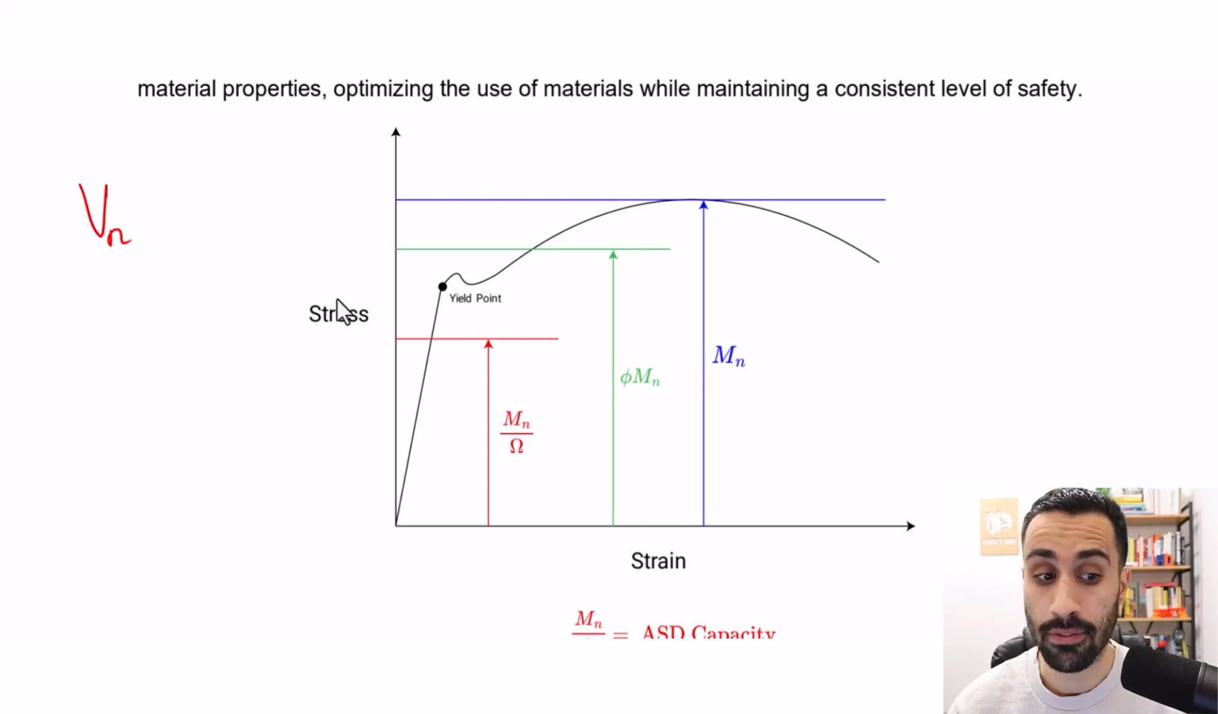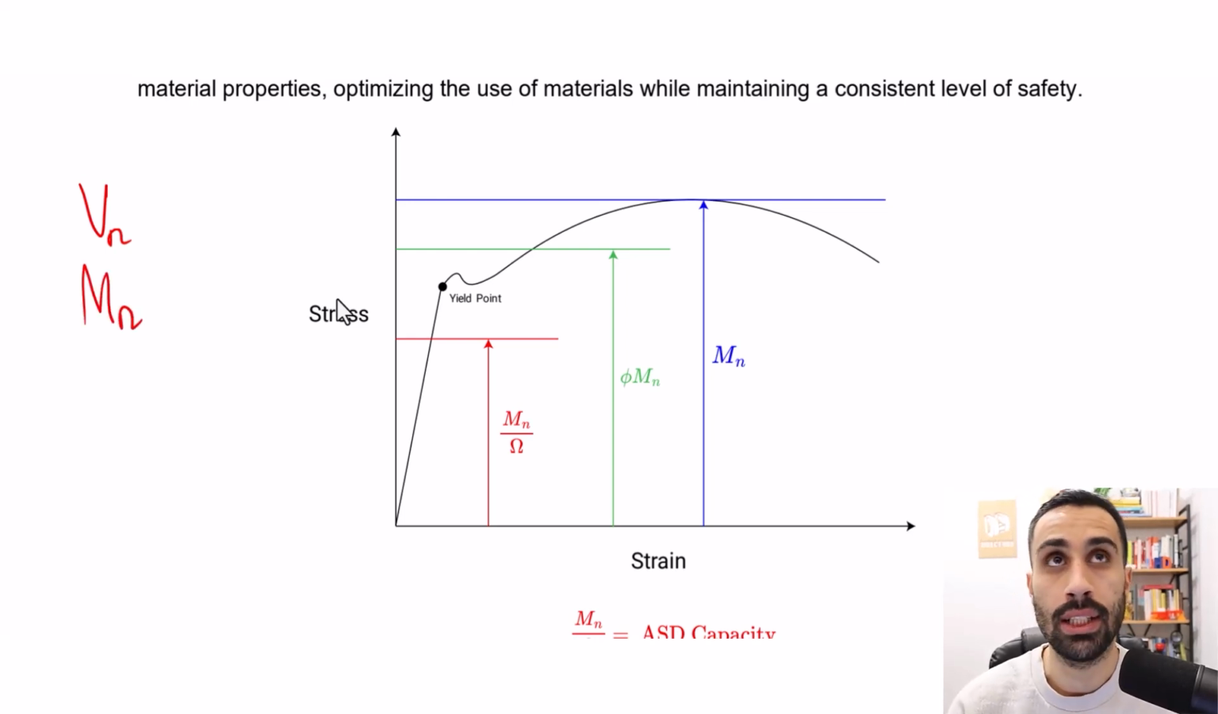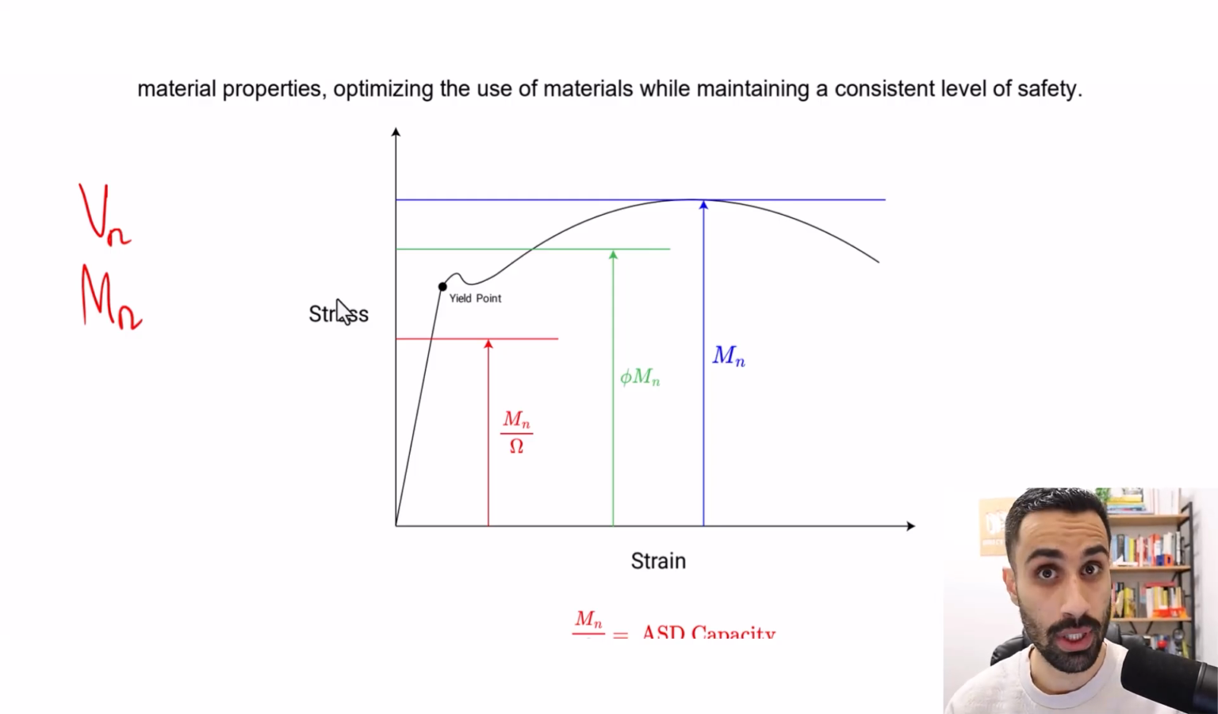Let's say Vn for shear. This is the design shear strength, the design shear capacity. That means the same thing. We have the moment, M for moment, the design moment capacity, the design moment strength. Here, n stands for nominal. Keep in mind, nominal is like theoretical, perfect, ideal. The equations are derived under ideal lab conditions, theoretical, nominal.